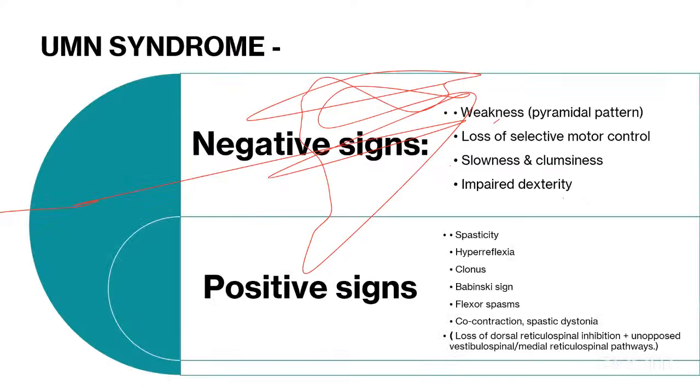So, going into the clinical history, what are the symptoms we'll be seeing in UMN syndrome? Negative signs and positive signs. The patient may have weakness, loss of selective motor control, and slowness. If they have minimal weakness, it can present as slowness and clumsiness, impaired dexterity. The positive signs which we see are spasticity, hyperreflexia, clonus, a positive Babinski sign, flexor spasm, co-contraction, and spastic dystonia. These positive signs are mainly because of loss of dorsal reticulospinal inhibition and unopposed vestibulospinal and medial reticulospinal tract pathways.